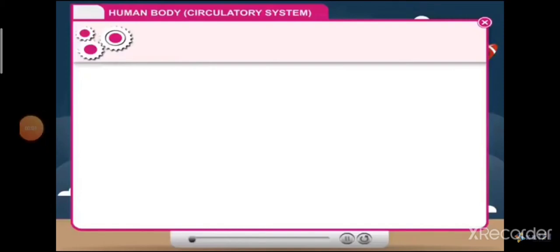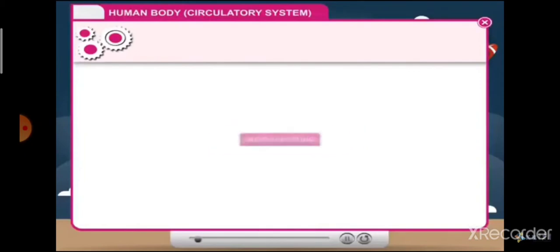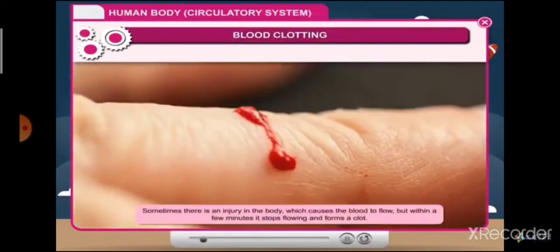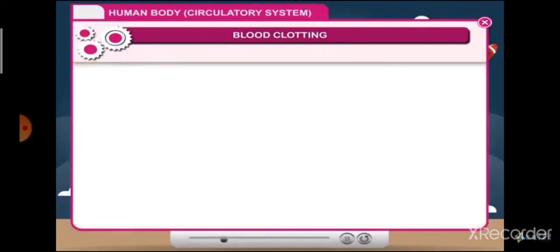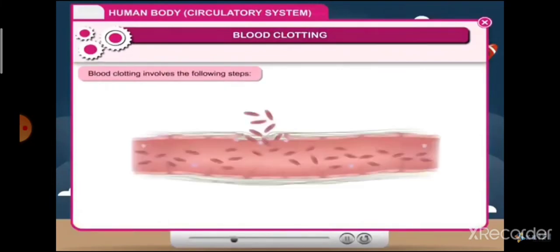Good morning students. In today's video we are going to continue chapter number 11, the human body and organ system, standard 8, science. Let us see what is clotting. Sometimes there is an injury in the body which causes the blood to flow, but within a few minutes it stops flowing and forms a clot. Blood clotting involves the following steps.